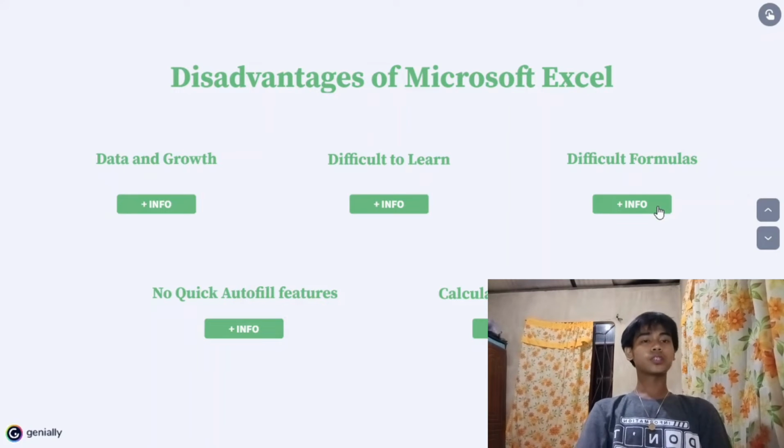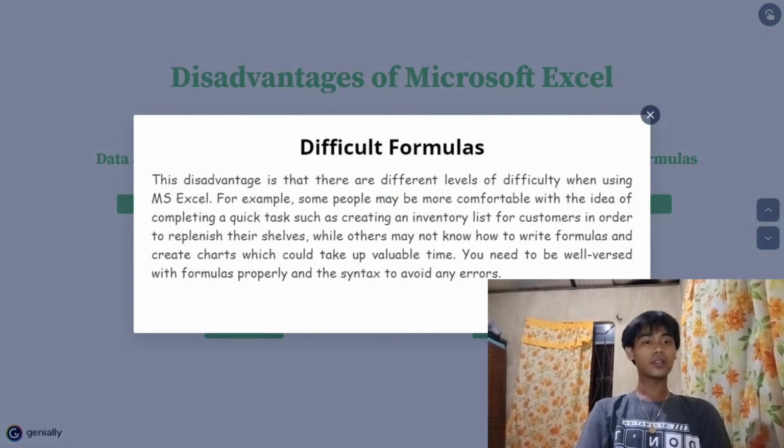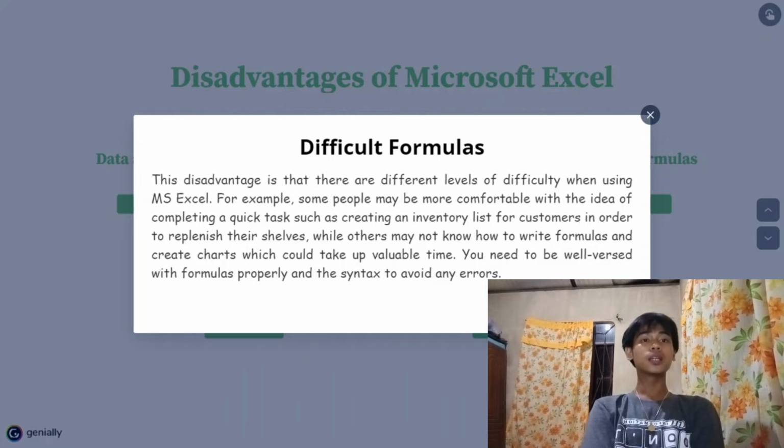The third disadvantage of Microsoft Excel is the difficult formulas. There are different levels of difficulty when using Microsoft Excel. For example, some people may be more comfortable with completing a quick task such as creating an inventory list for customers in order to replenish their supplies, while others may not know how to write formulas and create charts, which could take up valuable time. You need to be well versed with formulas and the syntax to avoid errors.